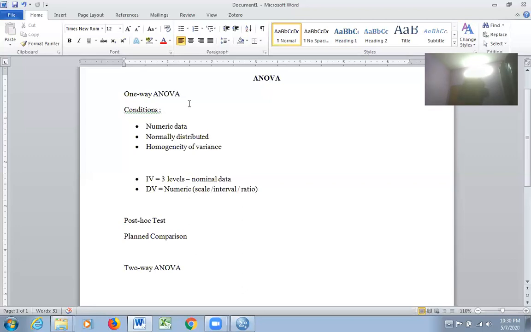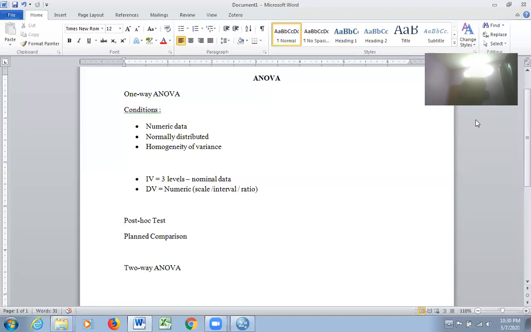Please understand, ANOVA tells you whether there is a significant difference or not, but it does not spell out which pairs of respondents have caused the difference. That information will not be disclosed by ANOVA. To understand that, we go to another step called post hoc test or planned comparison. So we'll talk about one-way ANOVA, post hoc test, planned comparison, and two-way ANOVA. This is what you are going to see today.